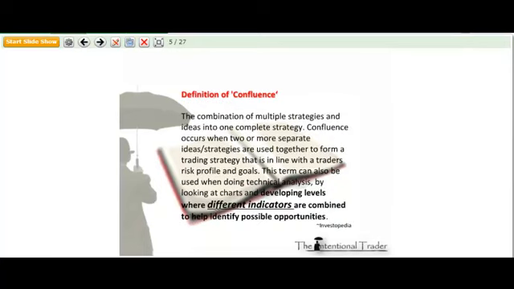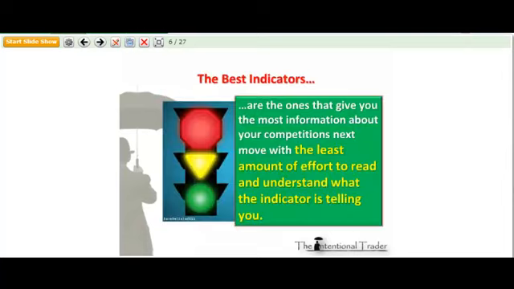All right, so let's talk about confluence. First of all, let's use the Investopedia definition of confluence. Confluence is a combination of multiple strategies and ideas into a complete strategy. It occurs when two or more separate ideas or strategies are used together to form a trading strategy that is in line with the trader's risk profile and goals. It can also be used when doing technical analysis by looking at charts and developing, this is the important part, levels where different indicators are combined to identify possible opportunities. Okay, that's important.